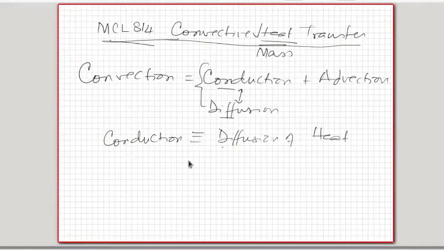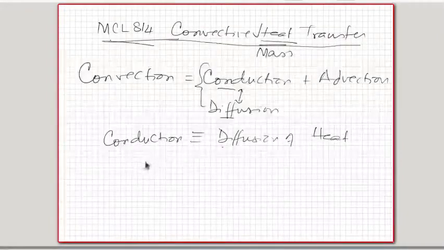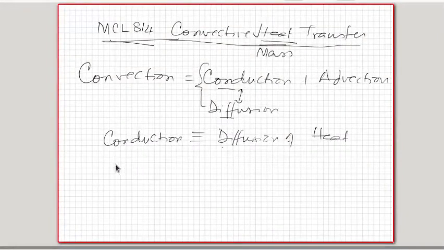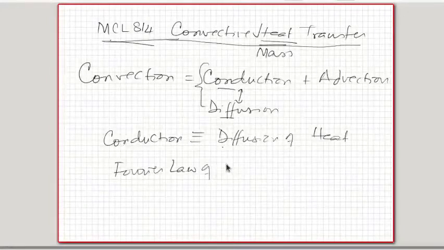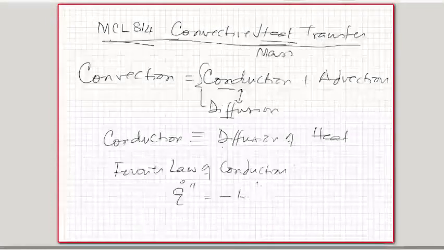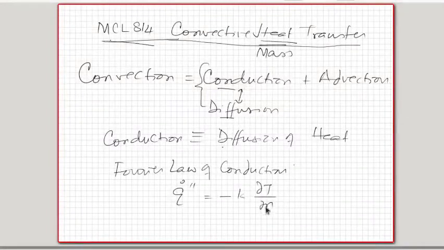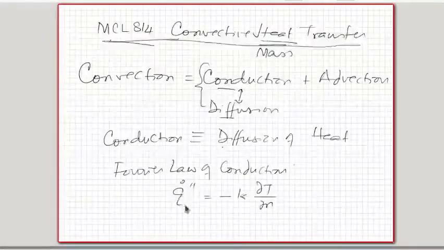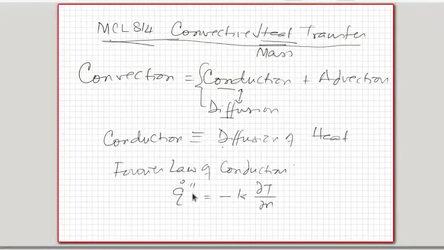So these two phenomena are analogous to each other, and these are actually governed by the Fourier law of conduction. Which basically says q double dot prime, which is the heat flux, which is the heat transfer per unit area, is equal to minus k del T by del n, where n is the direction in which we are looking for this q. This q'' therefore is a directional quantity. So this q'' is the heat flux in the direction n.